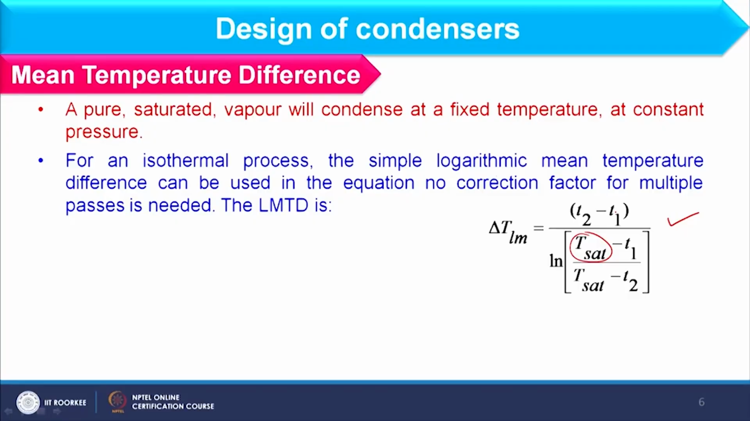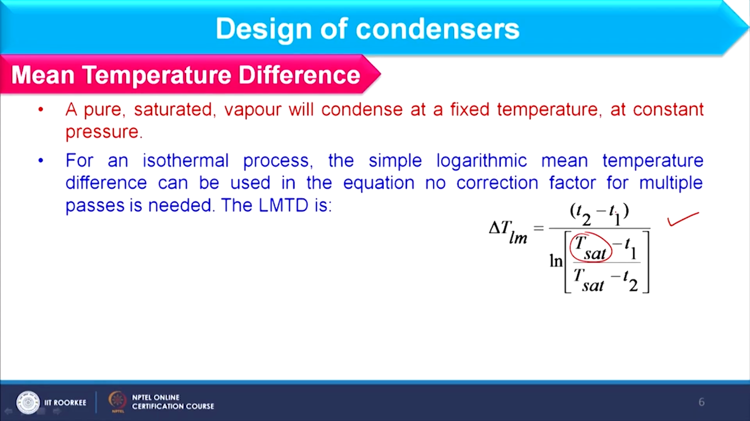And further, if instead of a pure component I am having mixed vapor, then how will the condensation proceed? In that case, condensation will no longer be an isothermal condition. The reason is very simple: each component in that mixture has a different dew point, and accordingly we can have different temperatures at which the condensate of each component will be obtained.